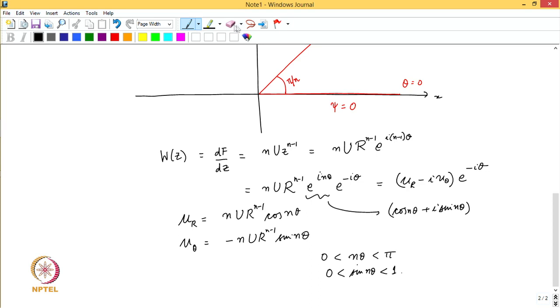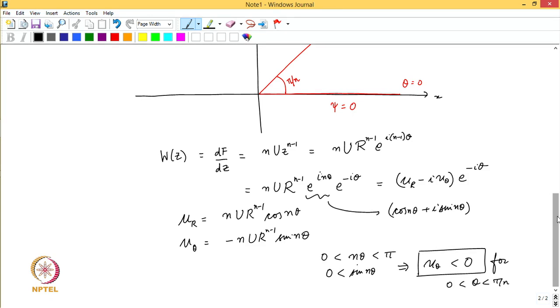So, the important fact that I wanted to mention is that sine n theta is always greater than 0, which means that u theta would always be less than 0 between 0 and pi by n. Okay. So, keep this in mind. This is for theta between pi by n and 0. So, that will give us some idea of how the velocity field would look in this plane.